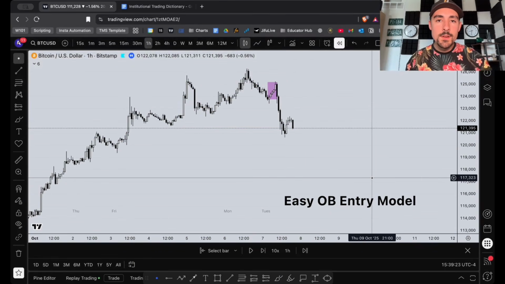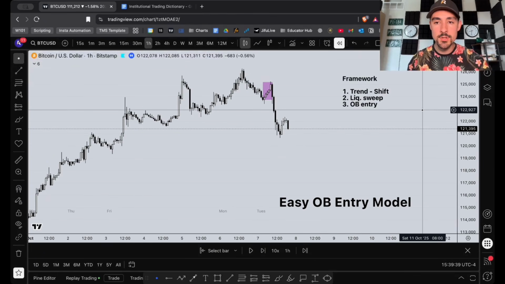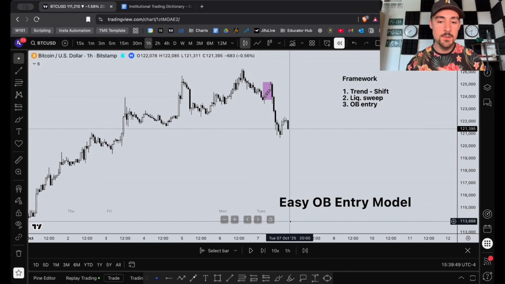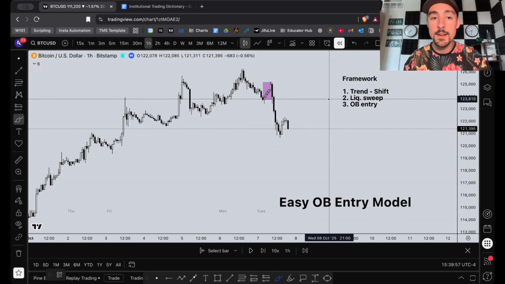And so this is a very simple three-step framework that you can use to actually identify entries and opportunities in the market. So what exactly is the framework? Well, the framework is this as it's being shown on screen. So number one, you want to identify the trend. Okay, are we in a bullish environment? Are we seeing higher highs and higher lows? You want to wait for a shift in that trend. As soon as you see a shift in the trend, that is what signifies, okay, pay attention, look for opportunity, look for that order block to potentially find an entry.